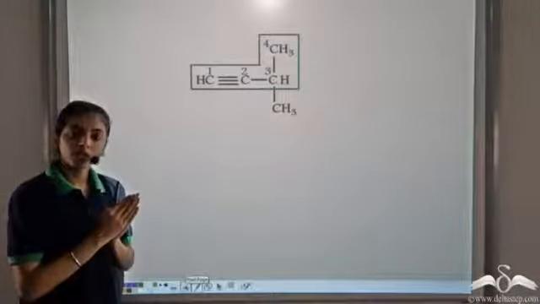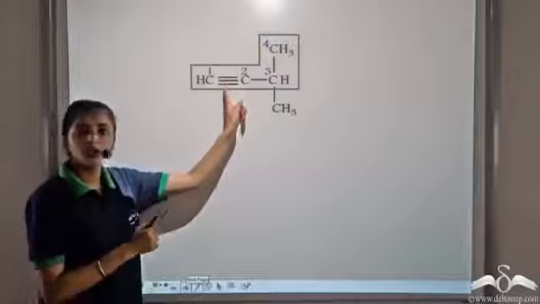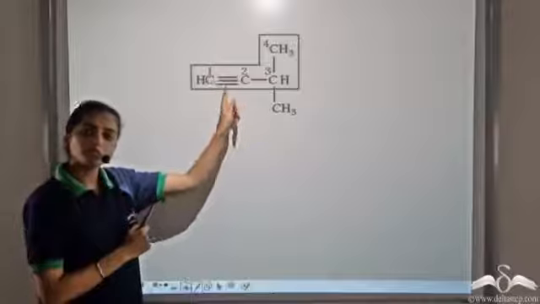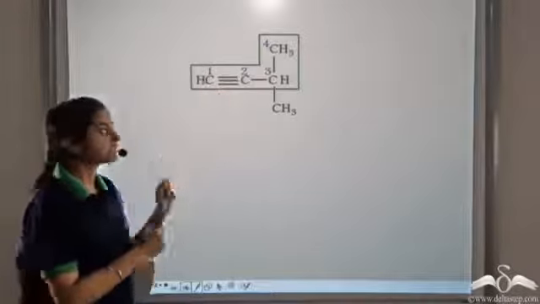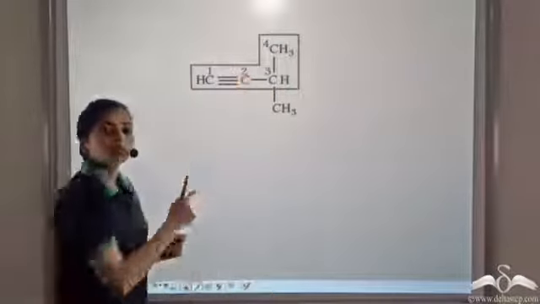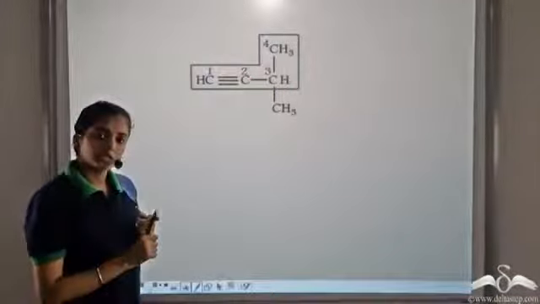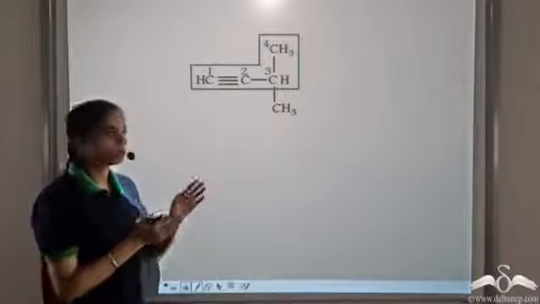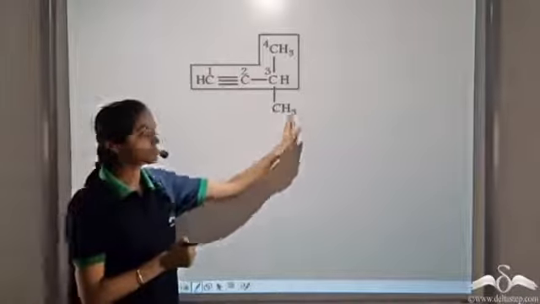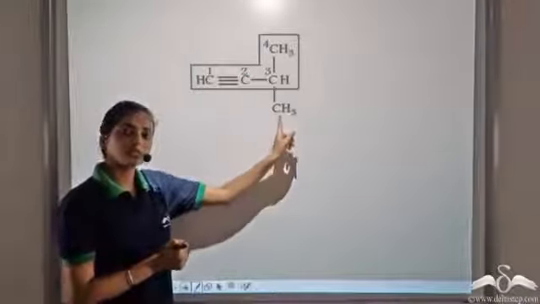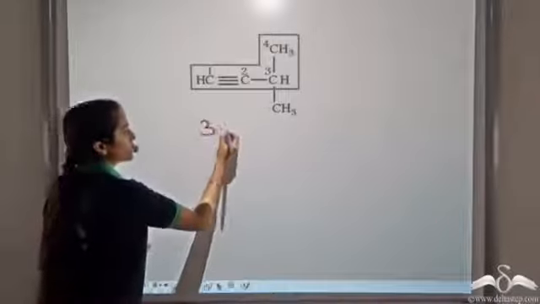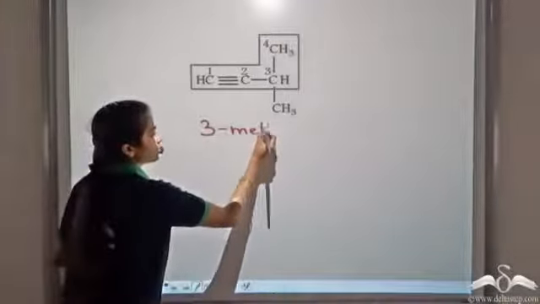We start the numbering such that the functional group gets the lowest possible number. If we start the numbering from left, the triple bond gets position 1. If we start the numbering from right, 1, 2, 3, the triple bond will get position number 3. So in order to give the lowest number to the triple bond, we start the numbering from left. Now we see there is only one substituent present, that is the methyl group present at position number 3. So our prefix becomes 3-methyl.